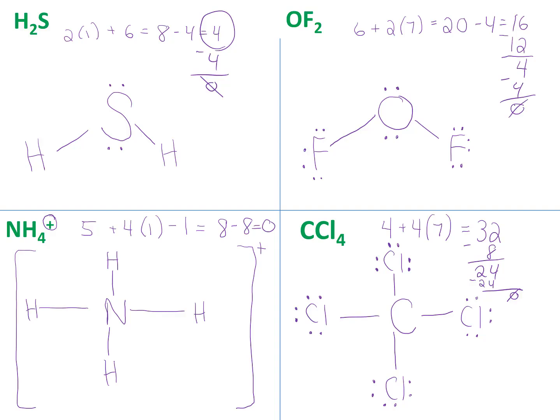In the ammonium polyatomic ion, we don't have any left, so there's nothing left to do. And in the carbon tetrachloride molecule, there are no valence electrons remaining, so there's nothing left to do. The last step is just to check your work. Make sure you used all your valence electrons. Make sure that each center atom has a complete valence and each terminal atom has a complete valence.